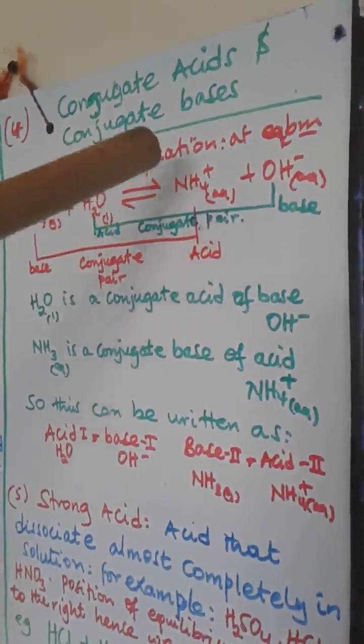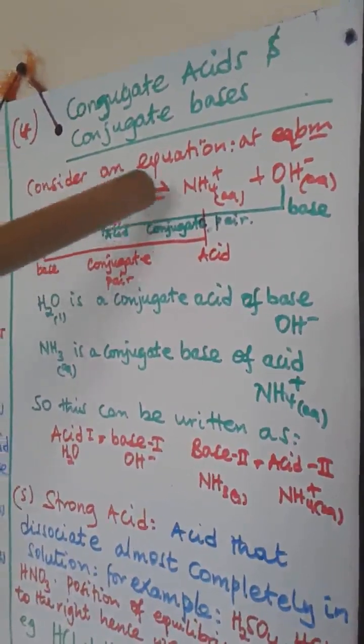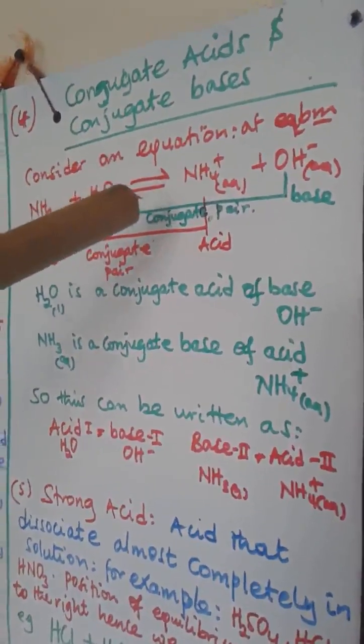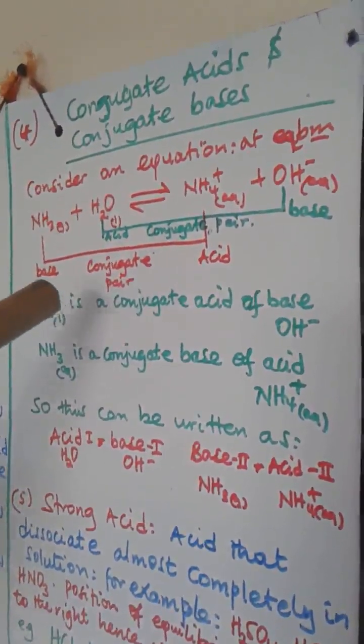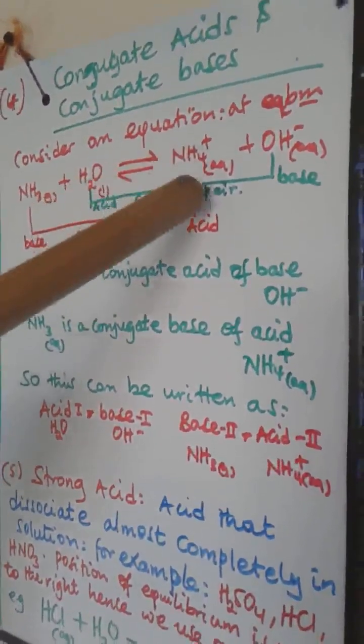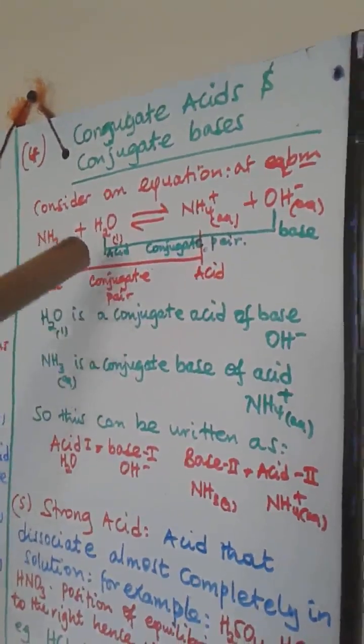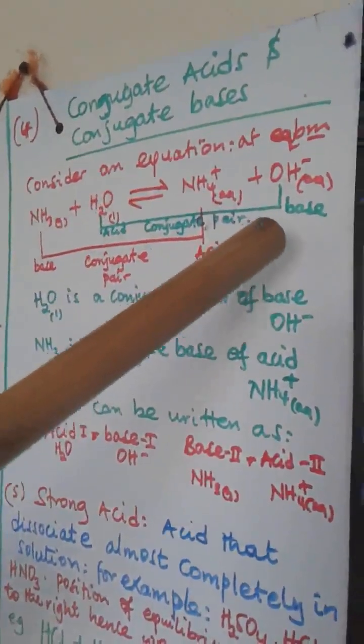Now, we consider conjugate acids and bases when we are dealing with the equilibrium here. So we are now dealing with ionic equilibrium. So what's going to happen here? It means NH3 is a base, but on the product side it will act as an acid. Water is an acid, but on the other side it will act as a base.